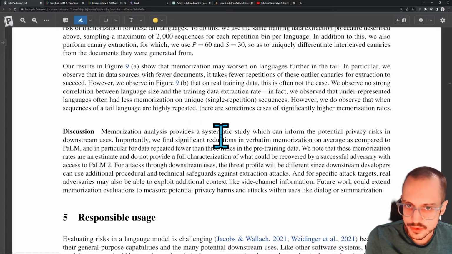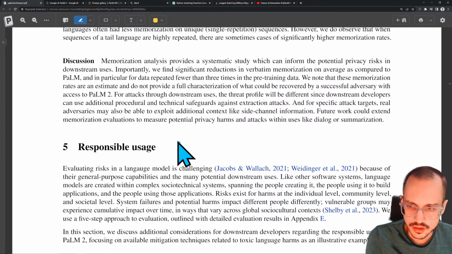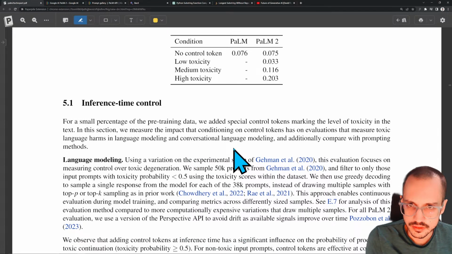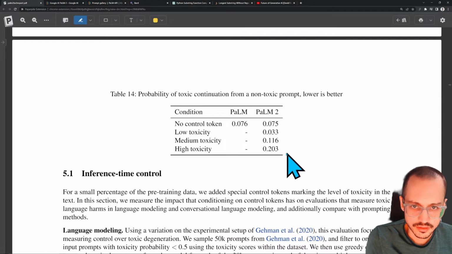Memorization analysis provides a systematic study in which we can inform the potential privacy risk. Responsible usage. High toxicity. Probability of toxic continuation from a non-toxic prompt. Lower is better.